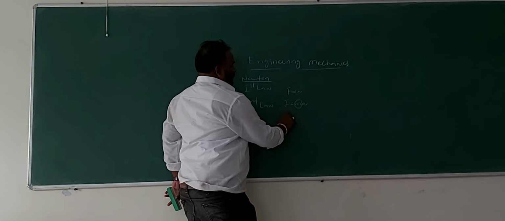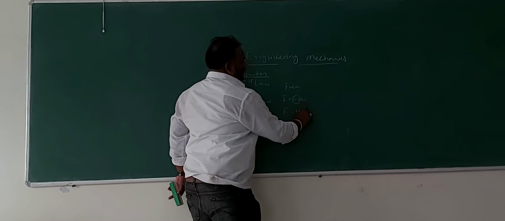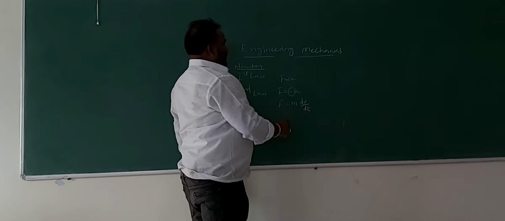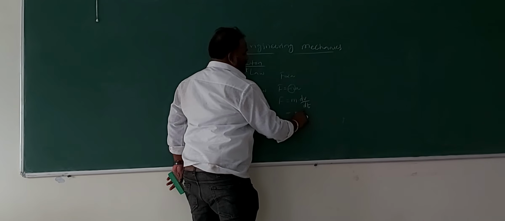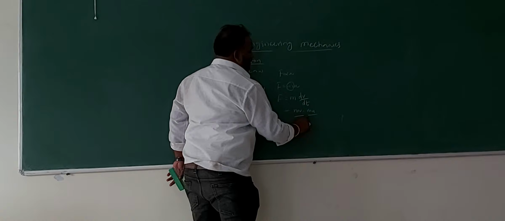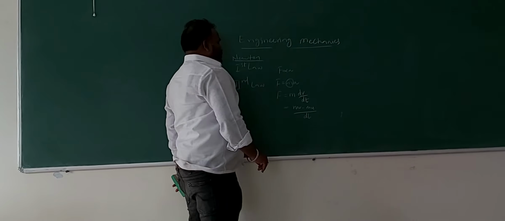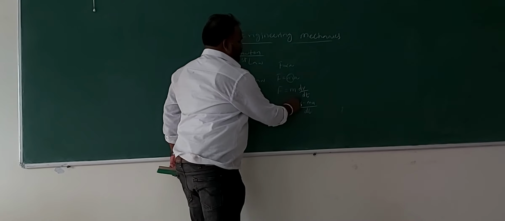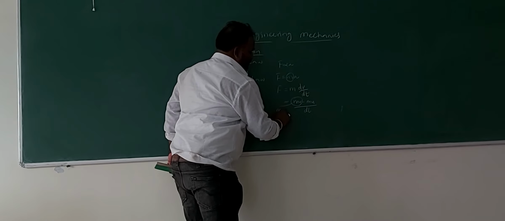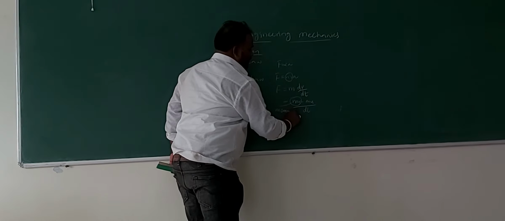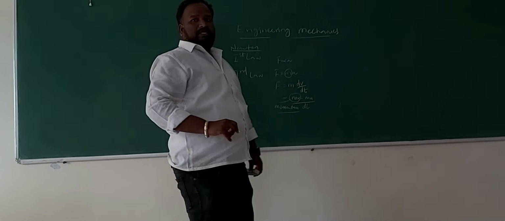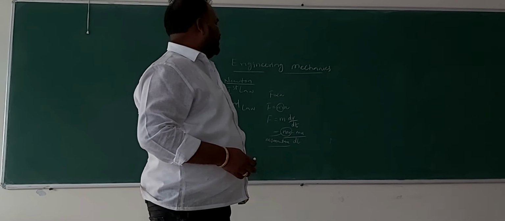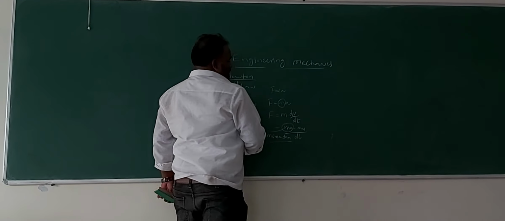So F equals ma, whereas acceleration is nothing but the rate of change of velocity. So we can write it as (mv minus mu) by dt, the change in velocity with respect to time. Mass into velocity is nothing but momentum. So the rate of change of momentum is nothing but force.